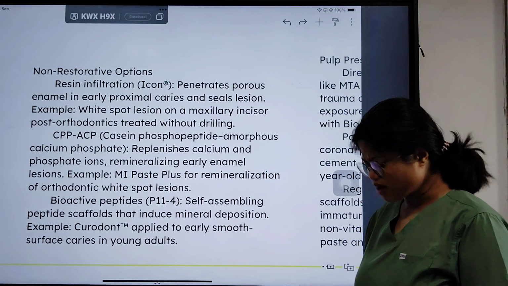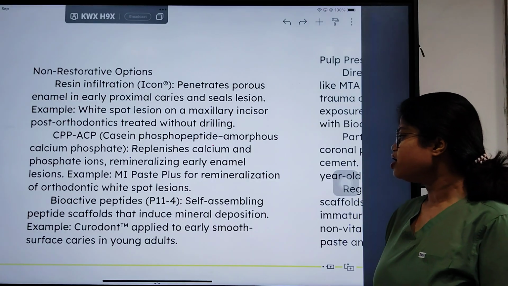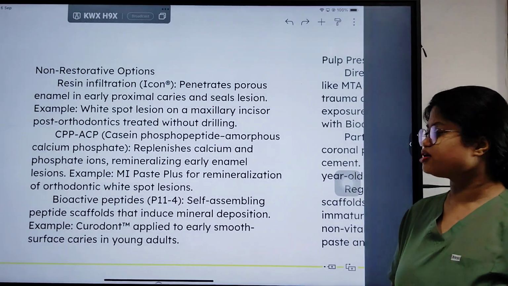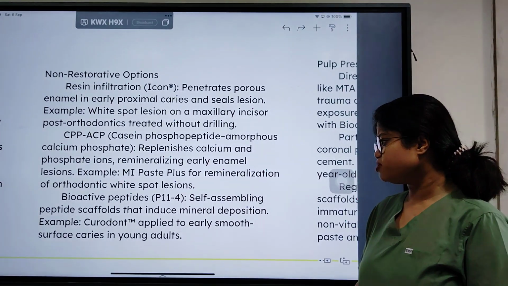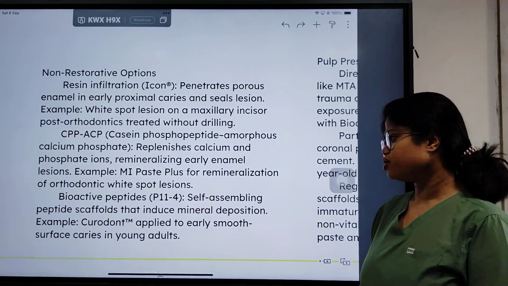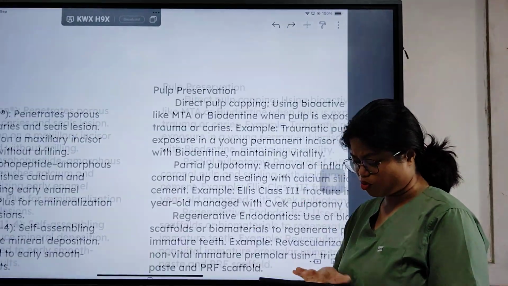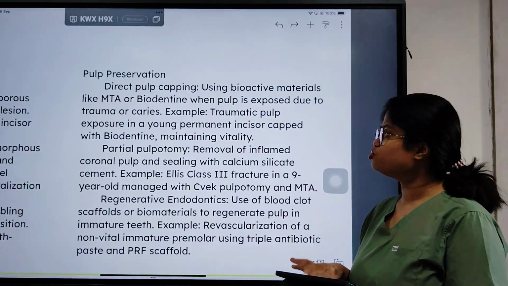Also come the bioactive peptides, specifically the P11-4 assembly. It is a self-assembling peptide scaffold that induces mineral deposition. An example of it is Curodont, applied to early smooth surface caries in young adults, specifically for the pediatric population and adolescent groups.